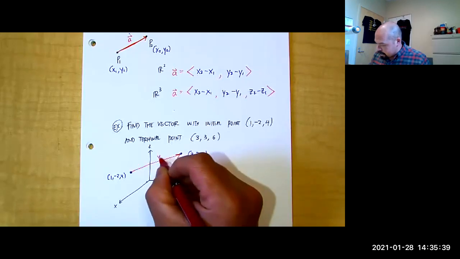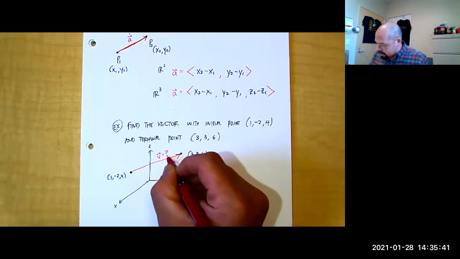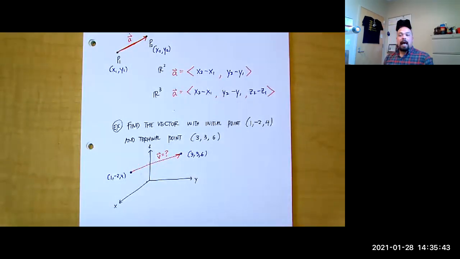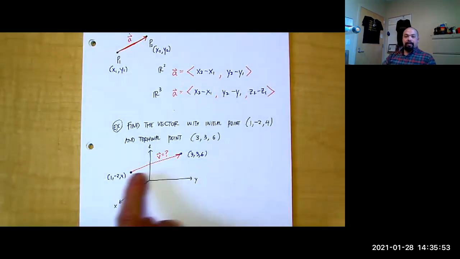What is that vector going to be equal to? How could we represent the components of that vector? Okay, that's going to point us in that direction to connect those points.